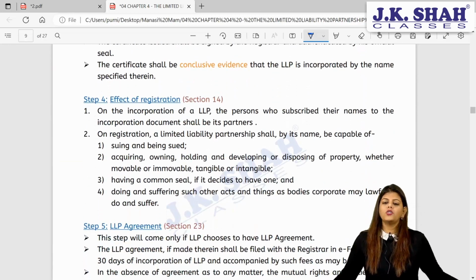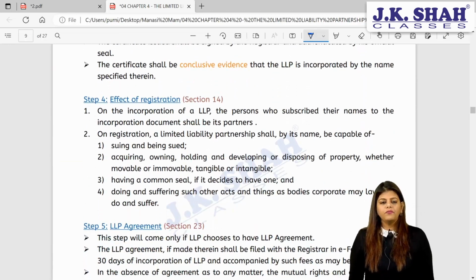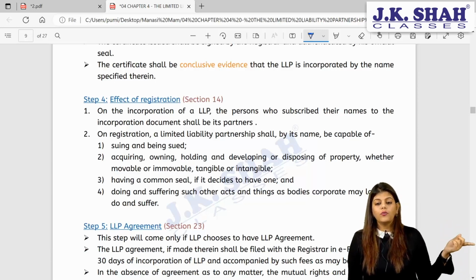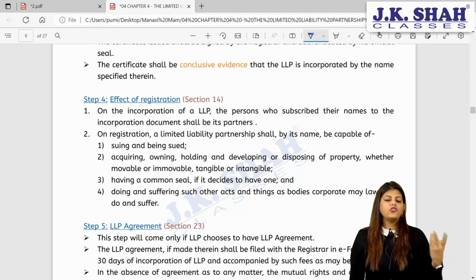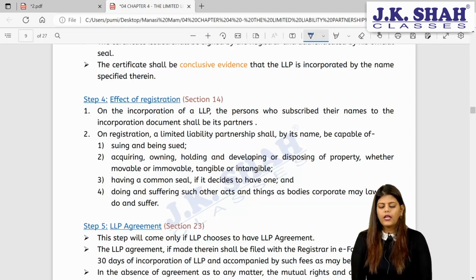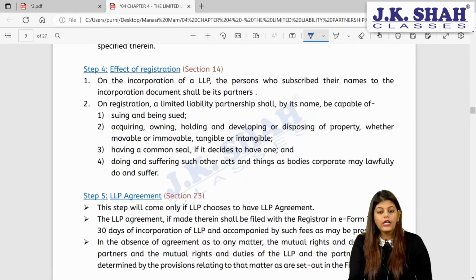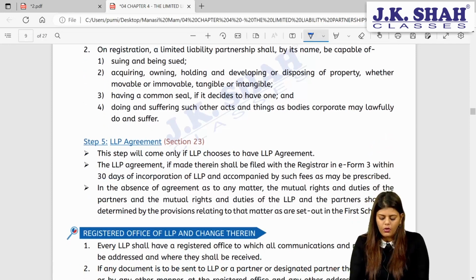Then once you are registered, bacha, what is the effect of registration? LLP is a separate legal existence. Subscribers of the incorporation document will become partners. They can sue, they can be sued, etc. And the last step, LLP agreement is optional because you know बनाते हो तो ठीक है, नहीं बनाते हो तो schedule 1 follow कर लो.